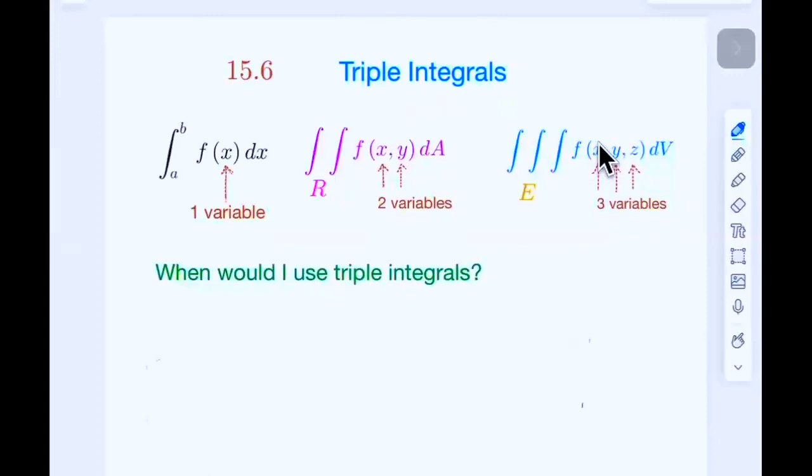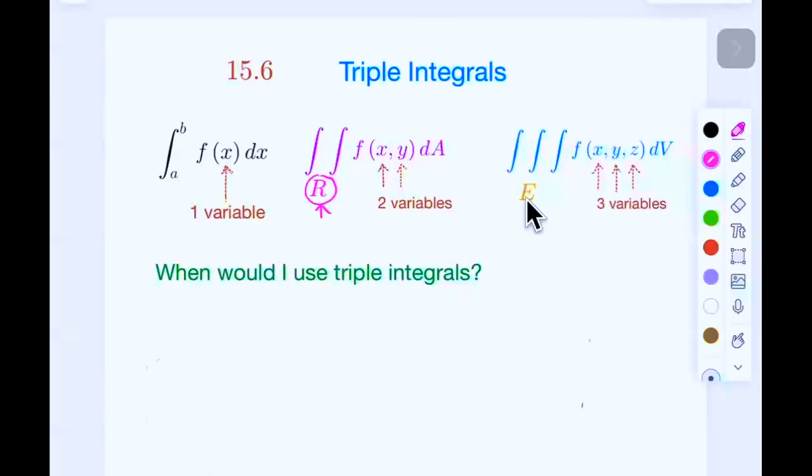Today, our topic is triple integrals. So we have a single integral of a function of one variable, where x goes from a to b. And then we do a double integral of a function of two variables, integrating over a region on the xy plane. Now we have a triple integral of a function of three variables, and we integrate over a solid E. The E here is a solid in 3D.